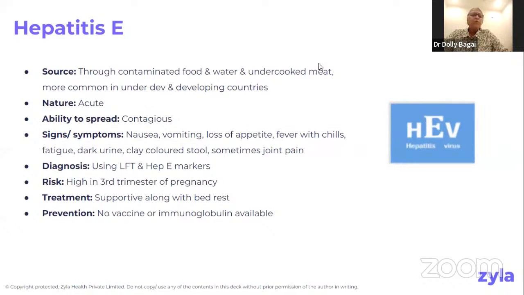The most important points to ponder. Can we have the next slide, please, Sangam?